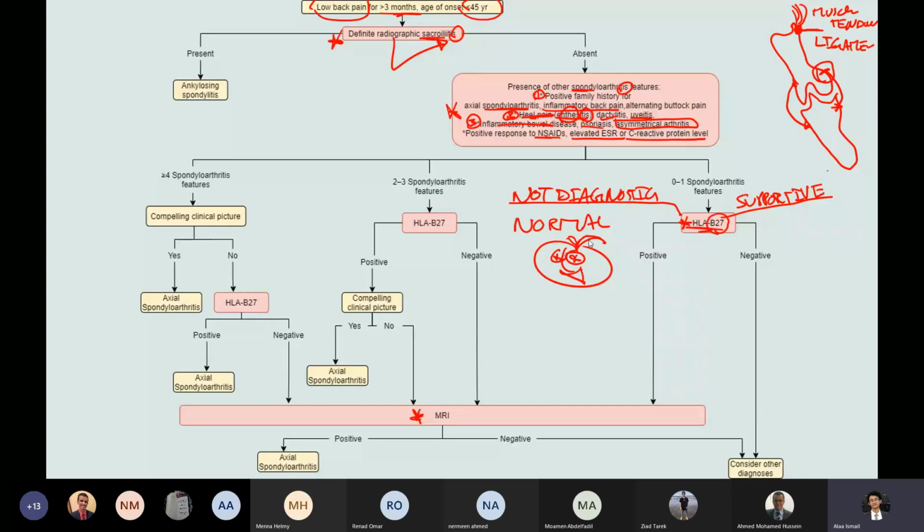So the right way to deal with HLA-B27 is to consider this test supportive. What I mean by supportive here is that you have to look for other features to say that this patient has spondyloarthritis. Now that was the third stone, in fact.